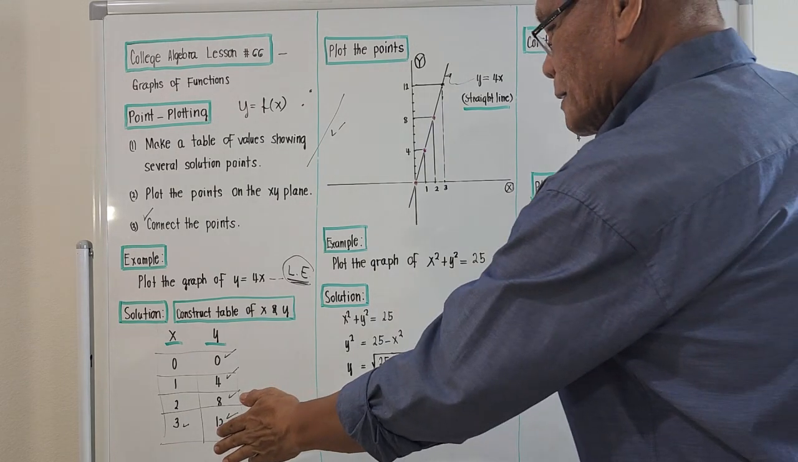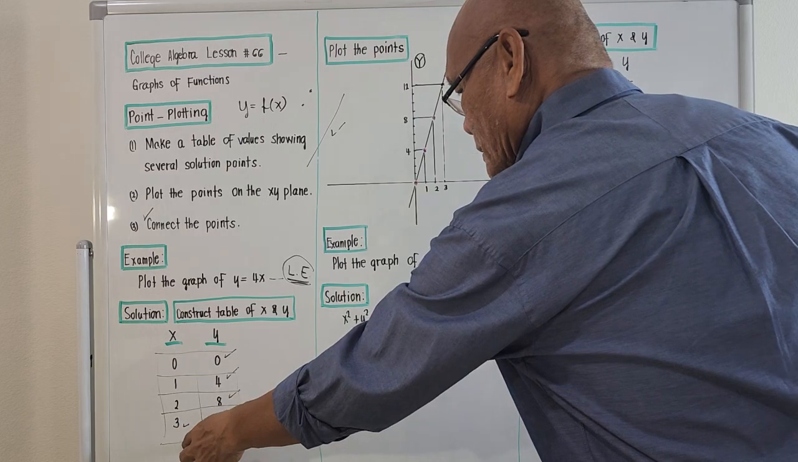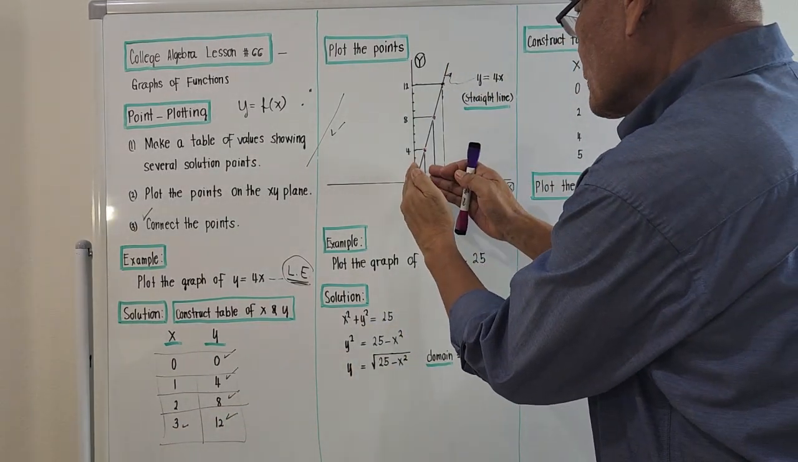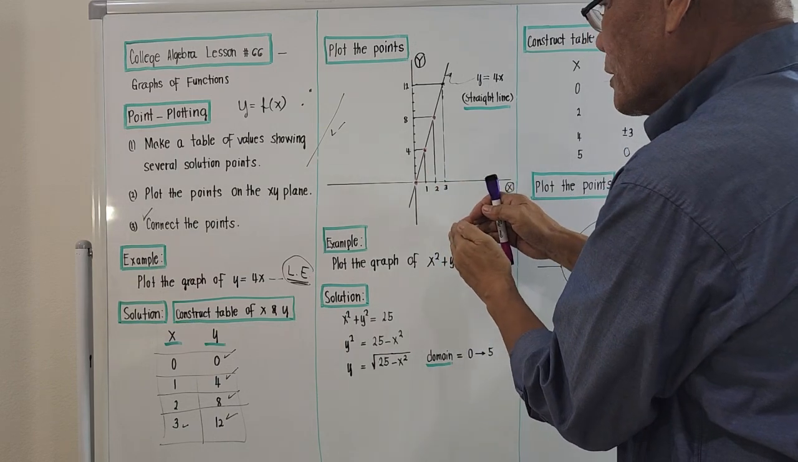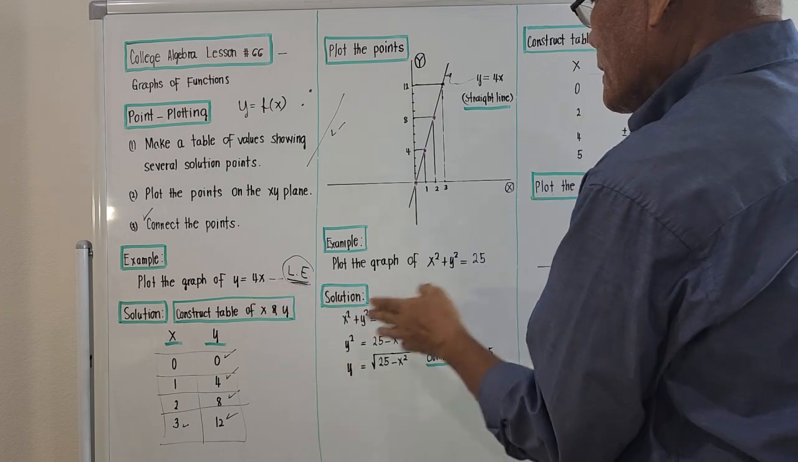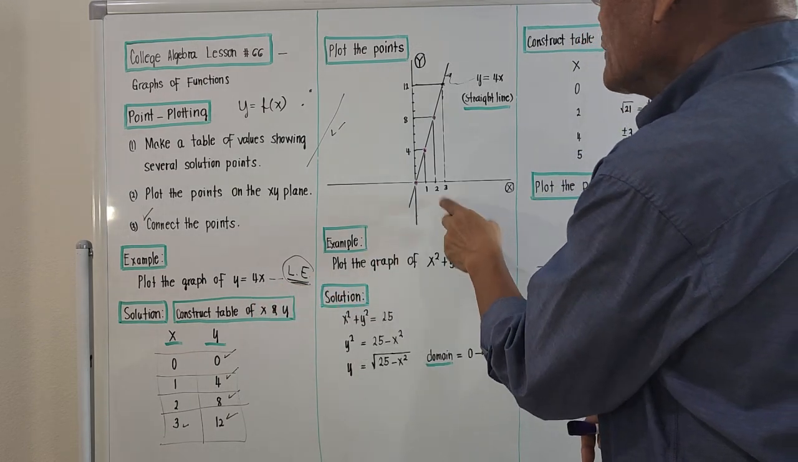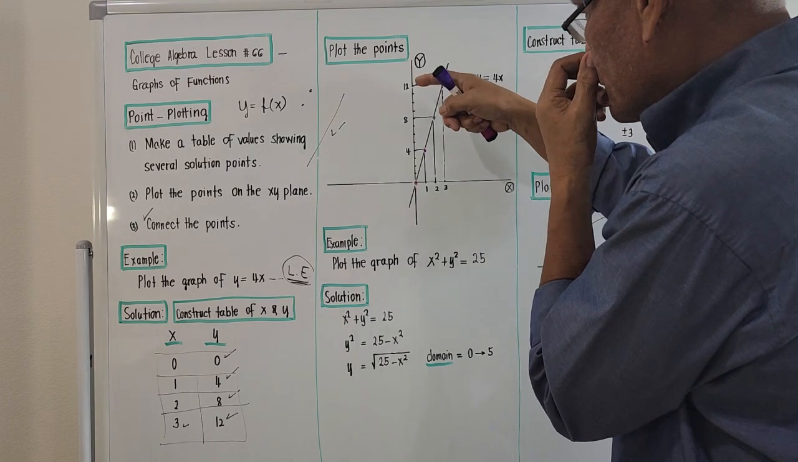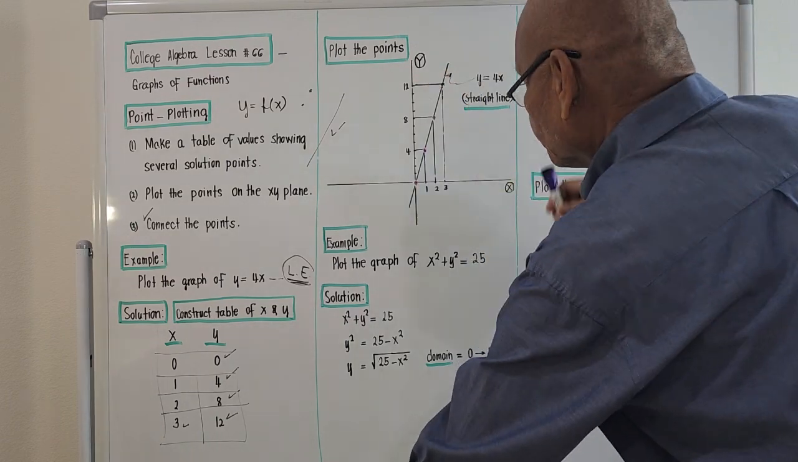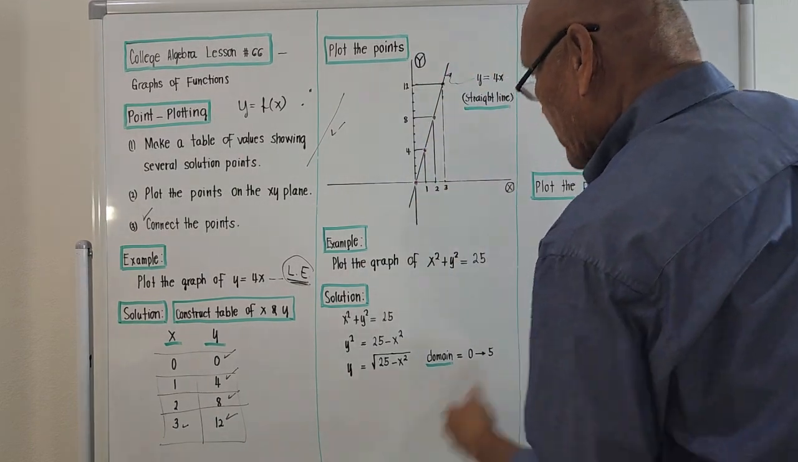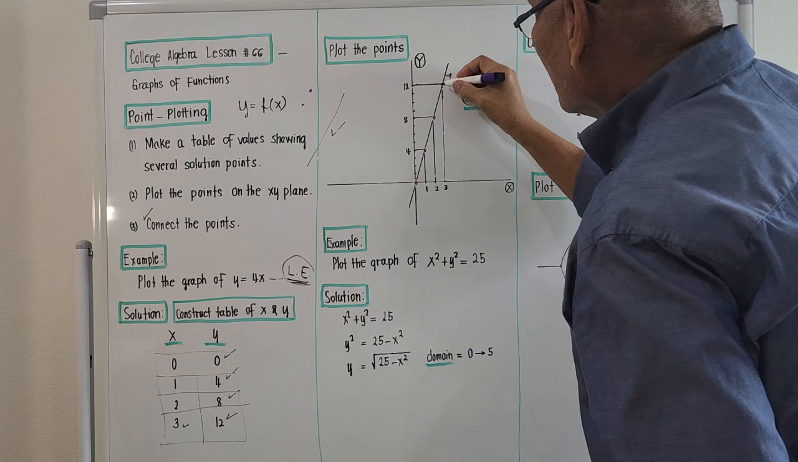Last one. When x is 3, y will be 12. This is 1, 2, 3. When x is 3 units, the value of y is actually a very high one because this is times 4. So when x is 3, y will be 12. So emanating from this 0, it goes up to 12. So the intersection of 3 and 12 comprises the fourth point.